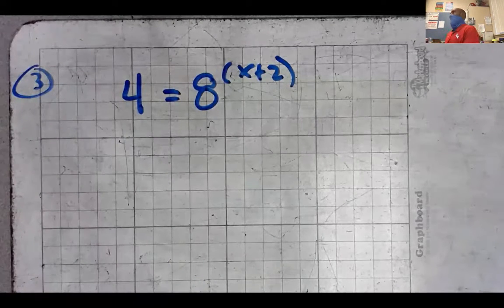Now in this one, can I change 8 so that it's a base of 4? 4 to the what's 8? Nothing, at least no whole number. Okay, so what can I do? I still want to use the same idea, change them so I can make the same base. So what could I do?